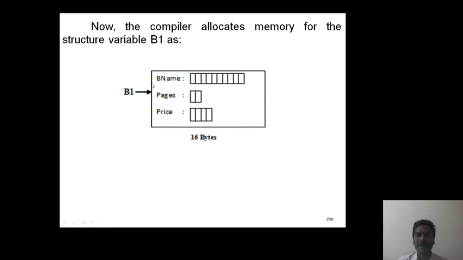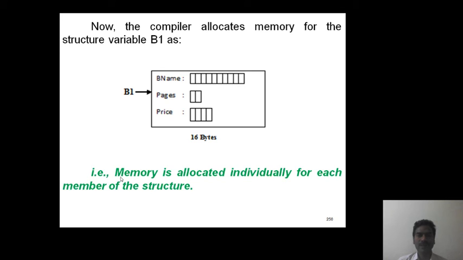Remember, this is an important point. In the structure concept, memory is allocated individually for each member of the structure. So the total size of the structure variable is obtained by adding the memory sizes of its members. Okay? That's an important point. Memory is allocated individually for each member of the structure. Now, members are available, variable is available.